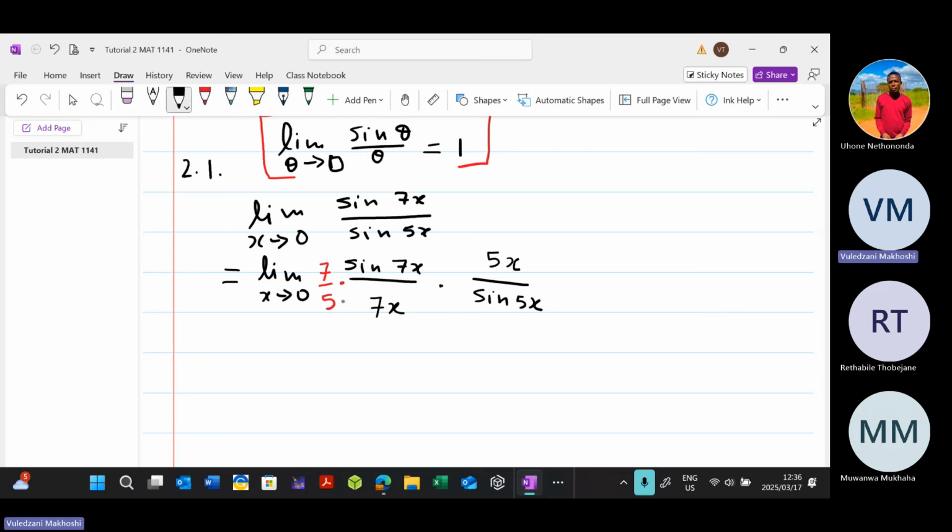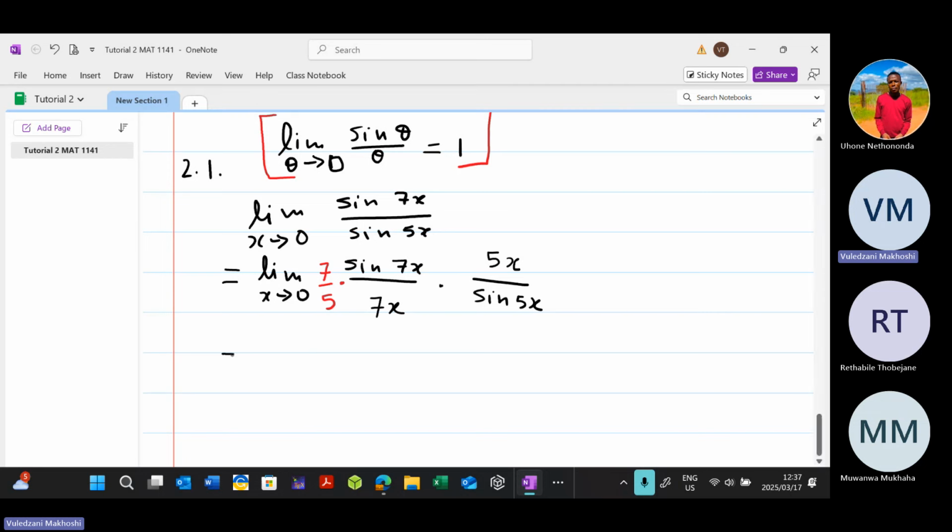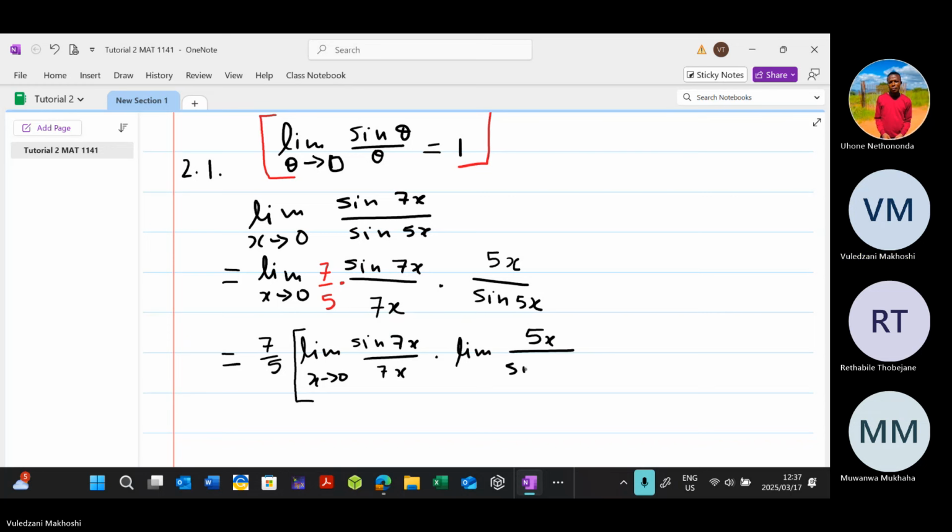And you will notice that 7 and 7 will cancel out, 5 and 5 will cancel out, x and x will cancel out, and then we're back there. So this is going to be equal to, we know that 7 over 5 is just a constant, and then the limit of sine 7x over 7x, x is approaching 0, multiplied by, applying the limit laws here, the limit of 5x over the sine of 5x when x is approaching 0.